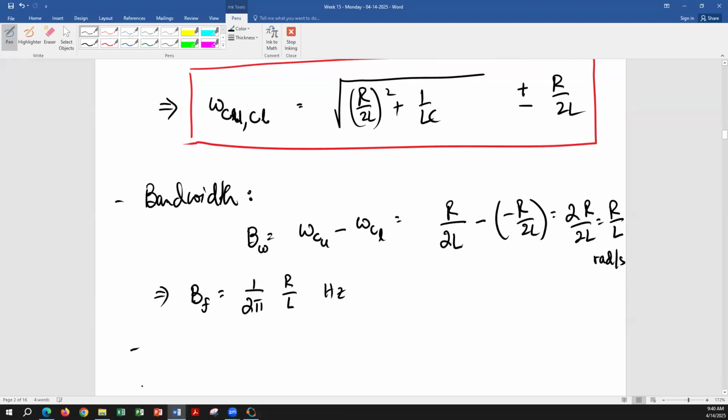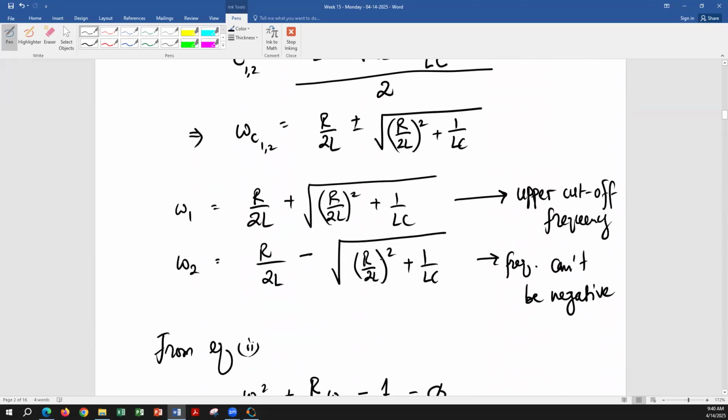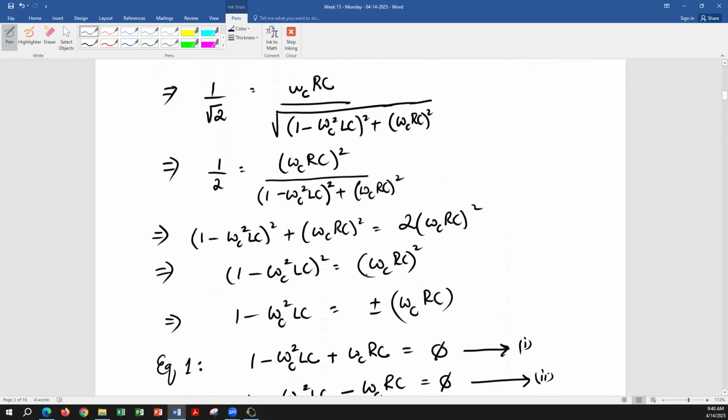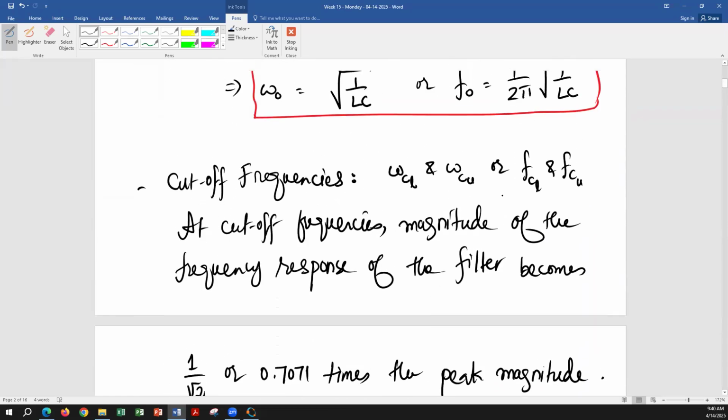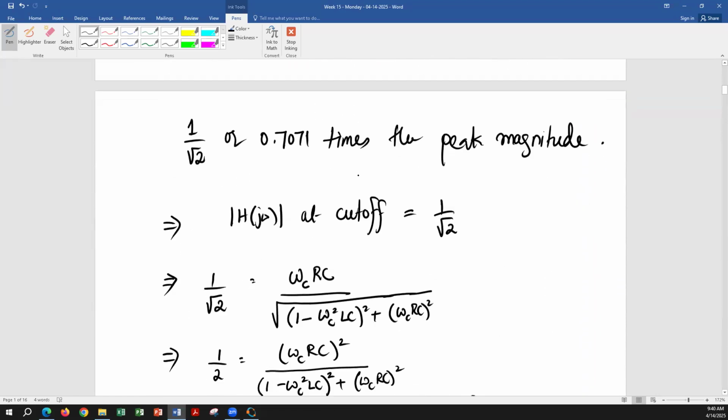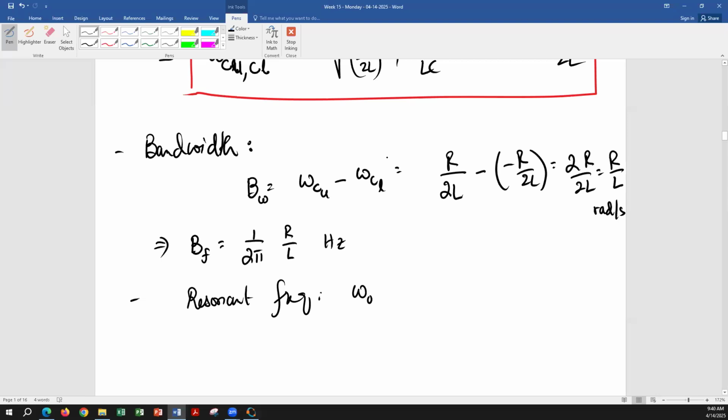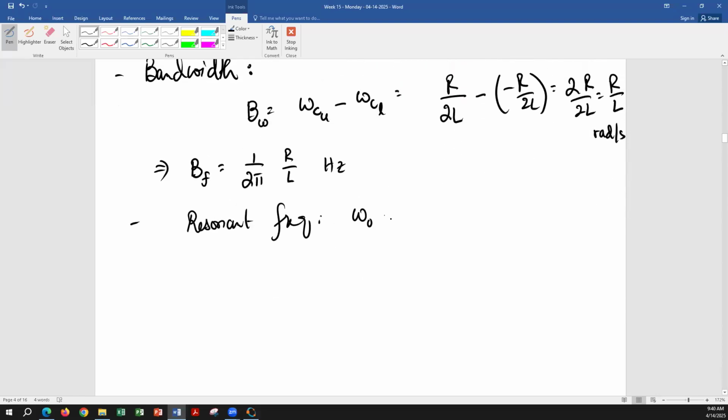Center frequency or resonant frequency can also be given in terms of cutoff frequencies. We know that the resonant frequency is 1 over square root of LC, as we discussed here. If we take omega C lower and omega C upper, take the product and the square root of that, you will end up with 1 over square root of LC.